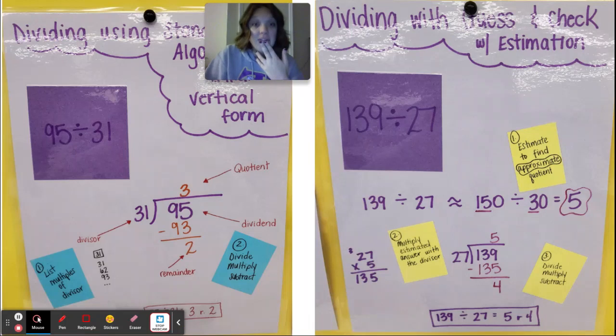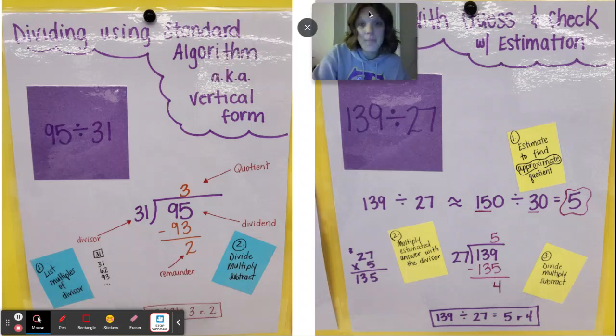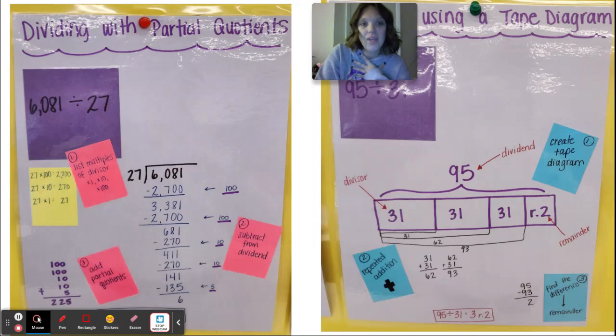Then at the end of last week, we talked about using a guess and check strategy, where we use estimation to find an approximate answer. Then we multiply by the divisor. And then parents, grandparents, aunties, uncles, the standard algorithm, aka the vertical form. This is how we were taught back in our heyday how to divide. And then yesterday, we learned using partial quotients, which is another way that we can divide as well.